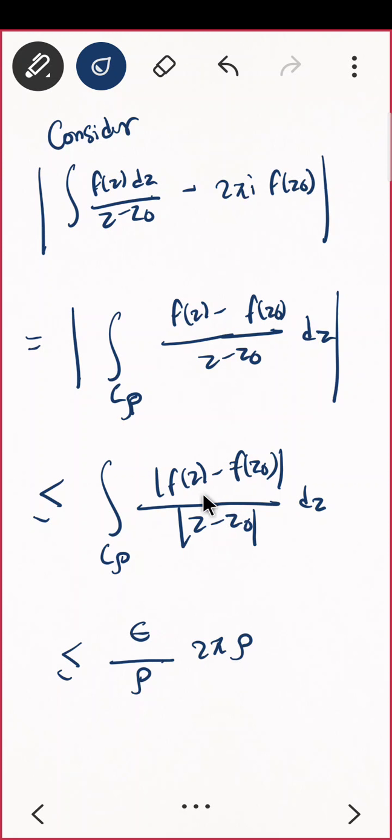So this is what I am having. Rho cancels, and I am having what? 2 pi epsilon, and that is also a constant. So did I prove that this guy will be less than this? That means this is equal to this, because it is true for any epsilon, correct? You may write if you want.